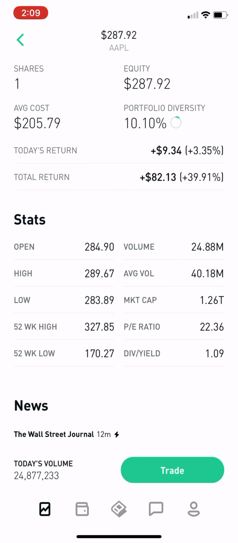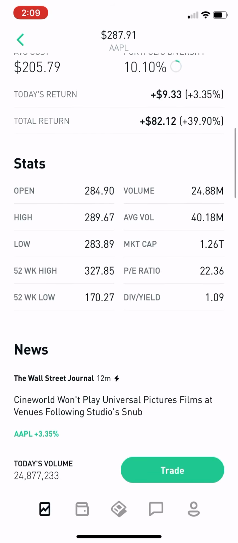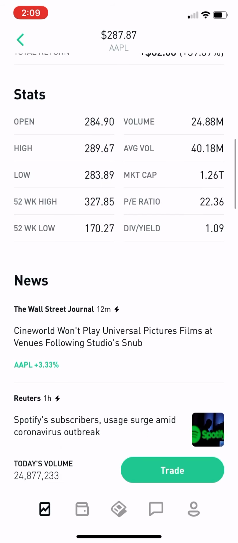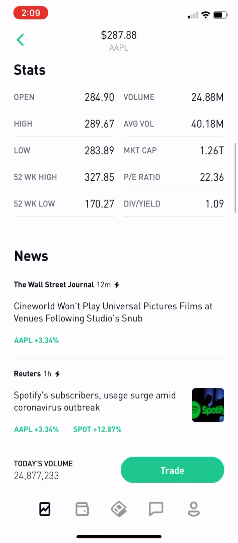You can see the average volume, the average amount of shares that are bought and sold, and the market cap, which is basically how much the company is valued at. Right below that is the PE ratio, a price to earnings ratio. When you're buying stock, usually the lower the PE ratio, the better, but it completely depends on every industry that you buy the stock from.